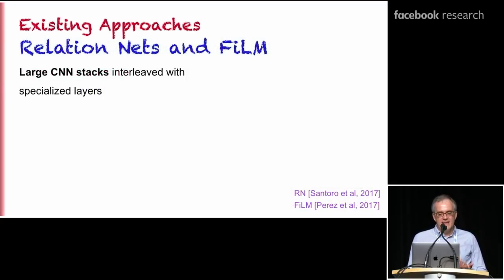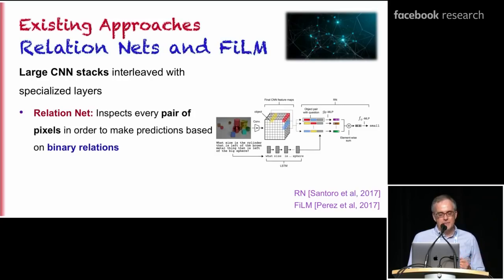More recently, there have then been a new class of models which don't use the strong supervision, and essentially they are large ConvNet stacks interleaved with some kind of specialized layer. So the first such system was the relation nets done at DeepMind, and the relation net layer that's stuck in between the convolutional layers takes every pair of pixels in the image and considers a relation between them and makes predictions based on those binary relations.